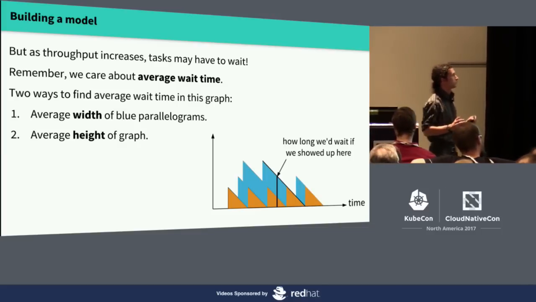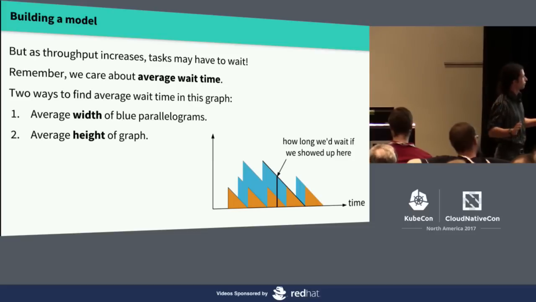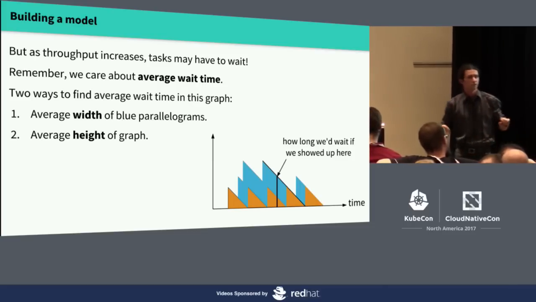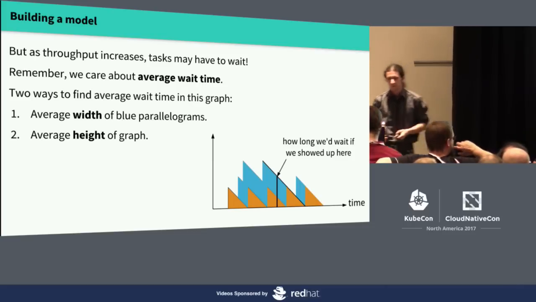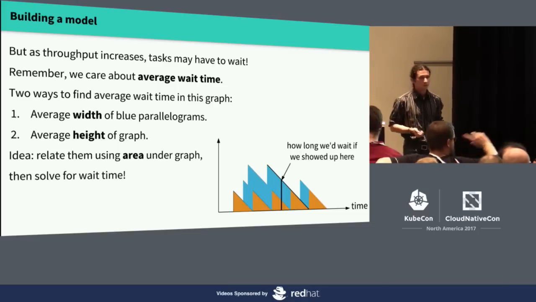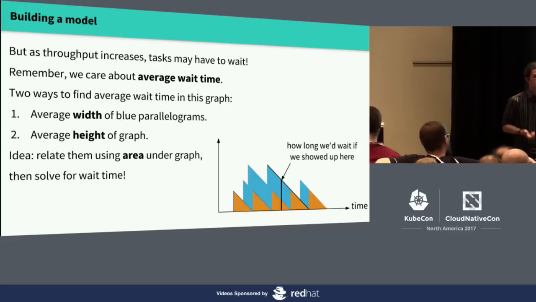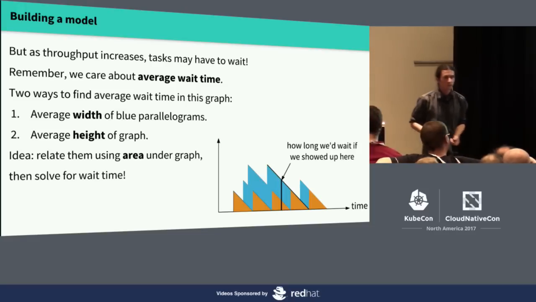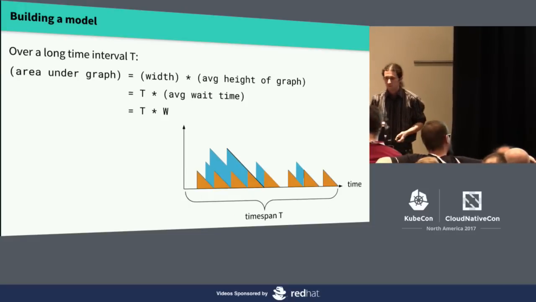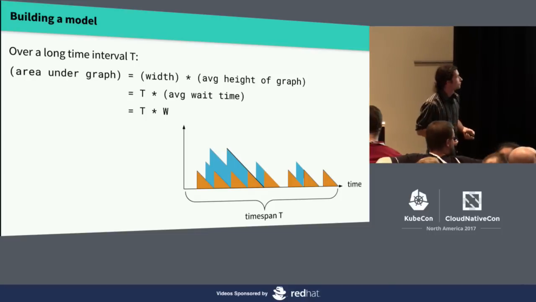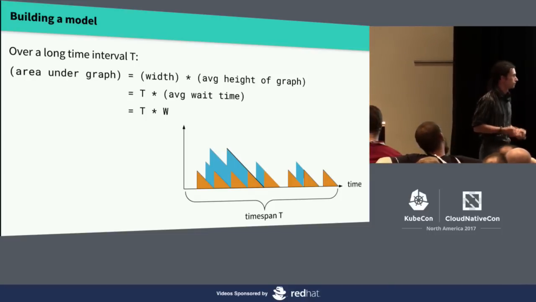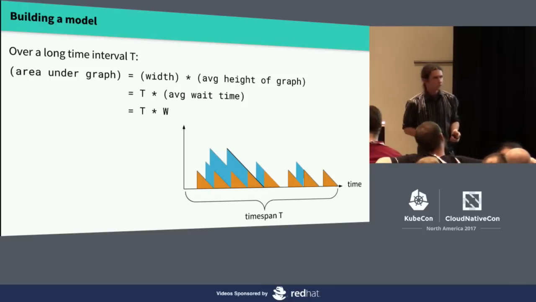If this is giving you like bad high school geometry flashbacks, that's totally fair, but bear with me because there will be some cool insight at the end of this little exercise. The idea is that we'll relate the average width and the average height using the area under the graph, and then solve to give us an expression, a formula for the wait time that we can then use to make predictions. So over a long time interval t, the area under the graph is the width, the time span t, times the average height of the graph, which we already said was the average wait time. Let's call that w. So the area is t times w.